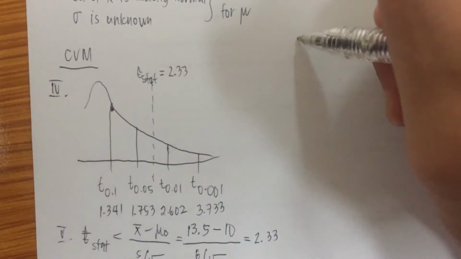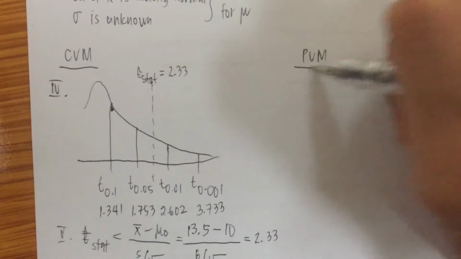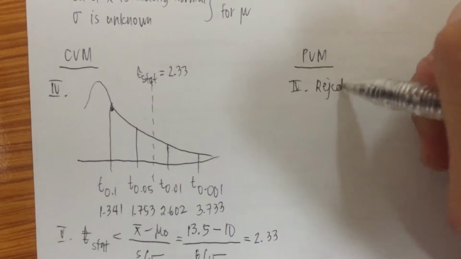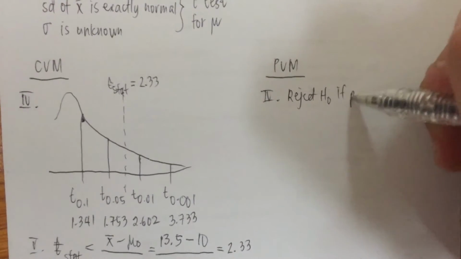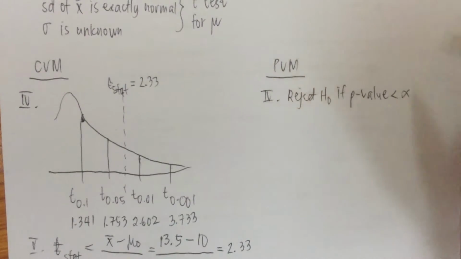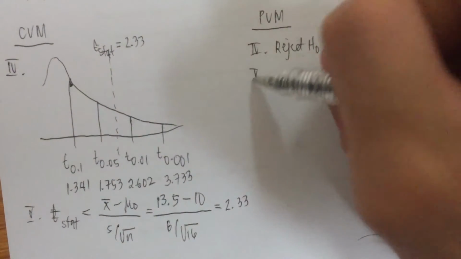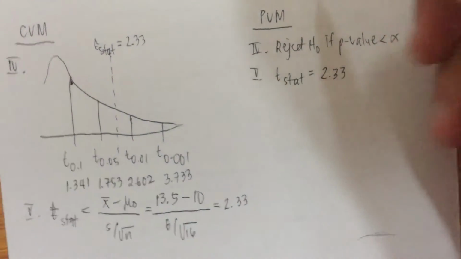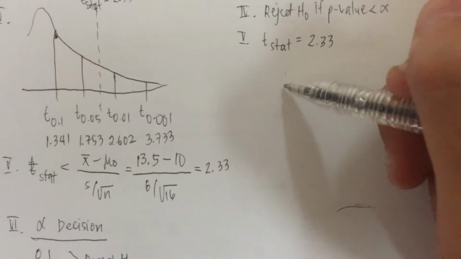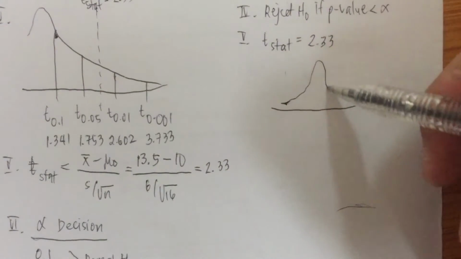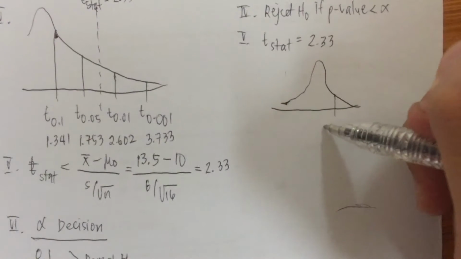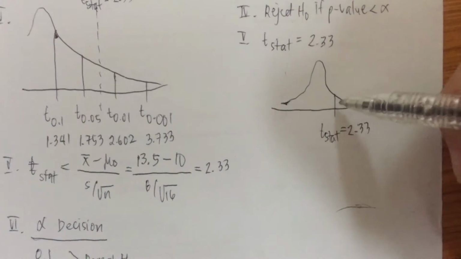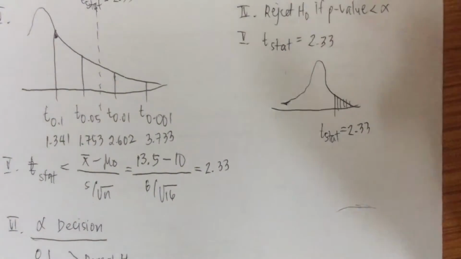Now for the other method, called the p-value method, again, the rejection rule is the same. We only reject the null hypothesis if the p-value is less than alpha. The test statistic that was computed earlier was 2.33. Now we have to look for the p-value. If this is your t curve, 2.33 is positive, so that's to the right of the average. Again, this is one-sided greater than, so this must be the p-value.